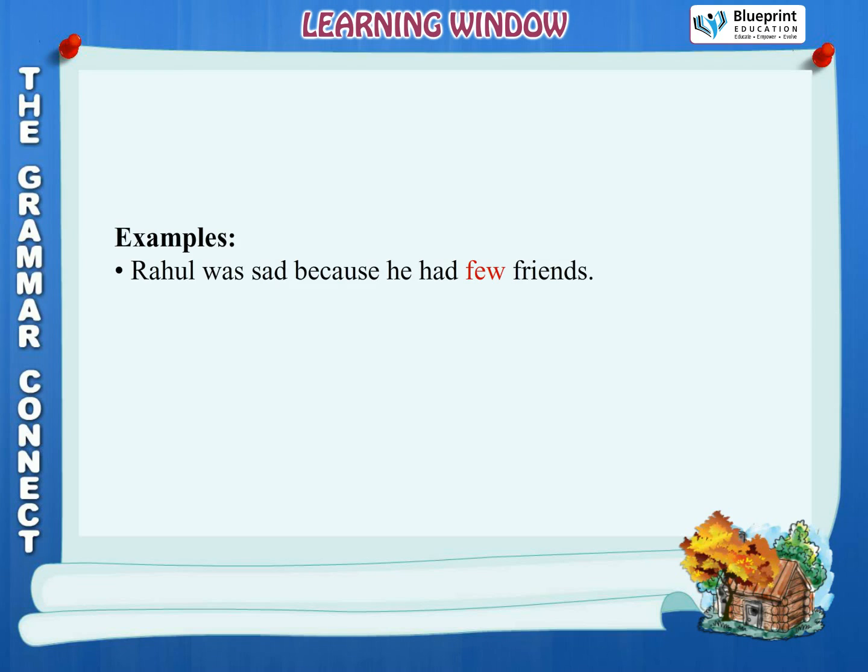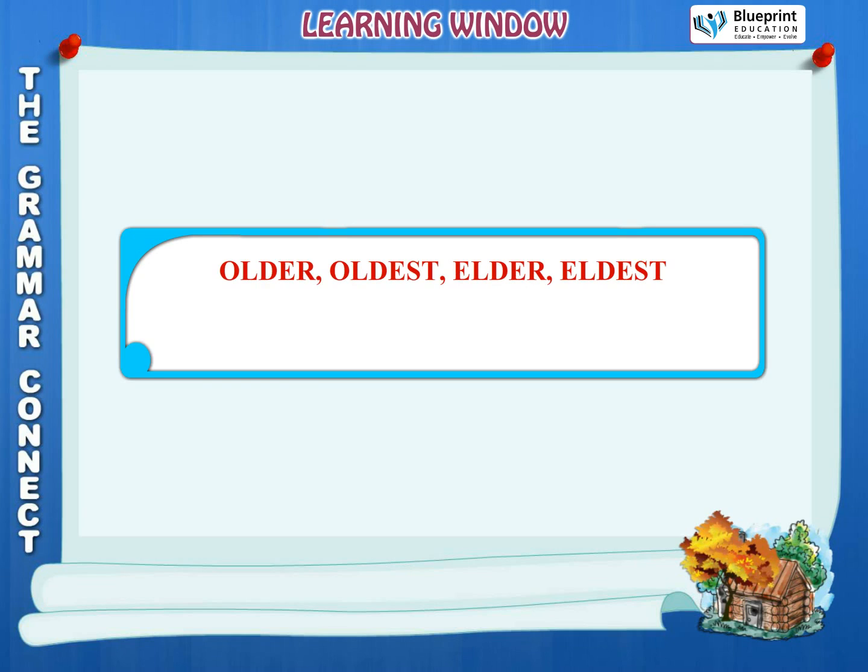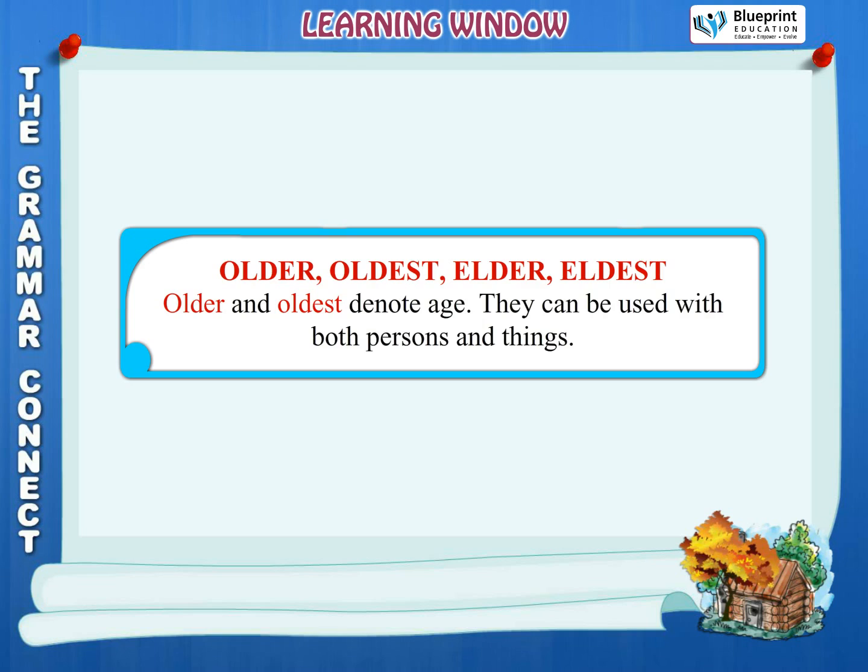Examples: Rahul was sad because he had few friends. Rahul made a few friends at the new school. The few friends he had played with him daily. Therefore, Rahul was happy. Older, oldest, elder, eldest. Older and oldest denote age. They can be used with both persons and things.